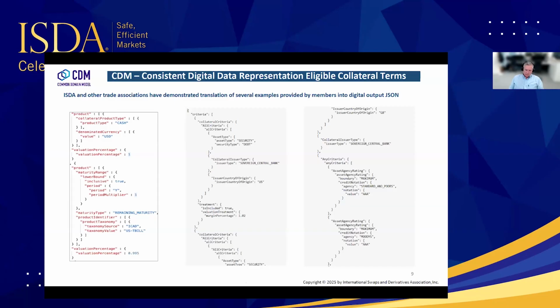And we've been recently going through a project through the working groups where we gathered several examples from different sides of the industry, including in repo and sec lending, to develop eligible collateral schedule examples to be available and published through CDM for people to extract and use for mapping and validation. And these will be made available this month and into 2026.